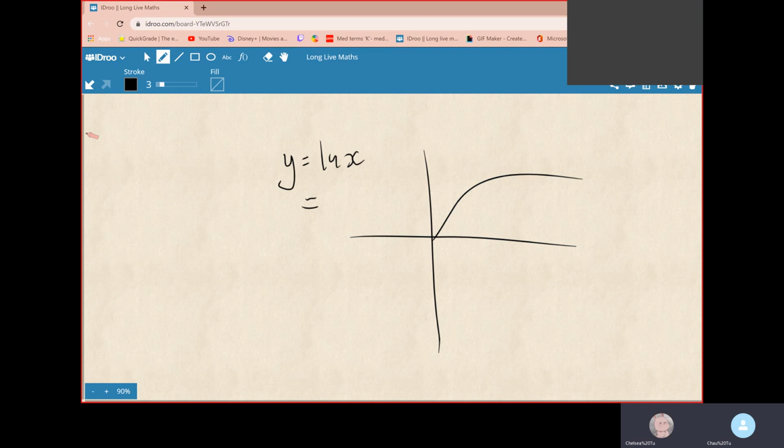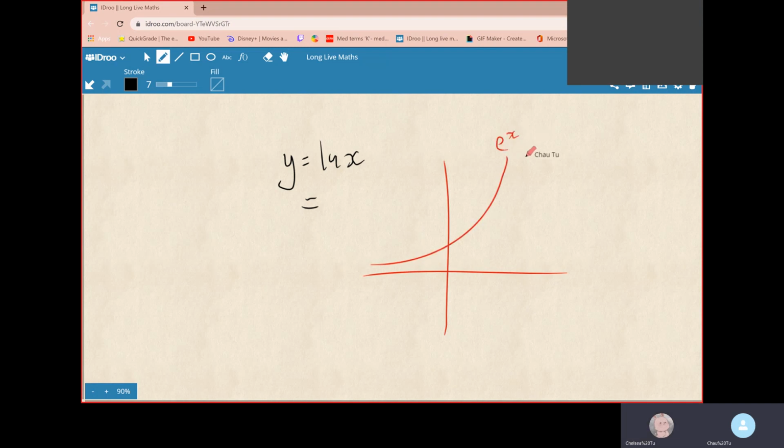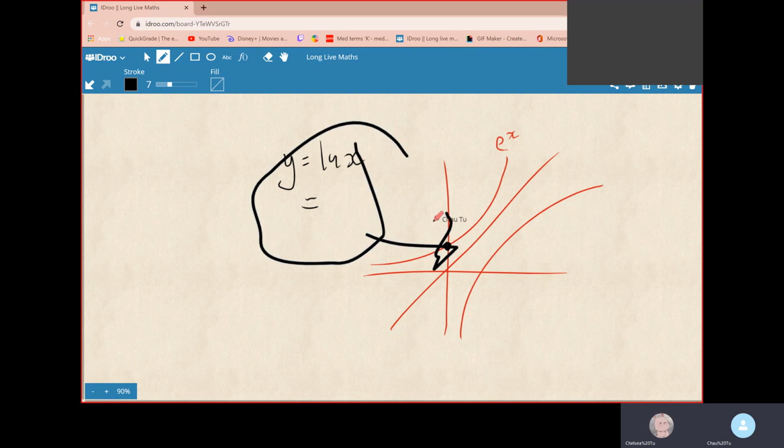What's that? Square root? Natural log looks like this. When I ask you to draw the natural log, in your mind, you could picture e to the power of x, right? And then the natural log is really a reflection along the diagonal line of e to the power of x. So it looks like that. Right, Chelsea? Anyway, what are the coordinates here, Chelsea?